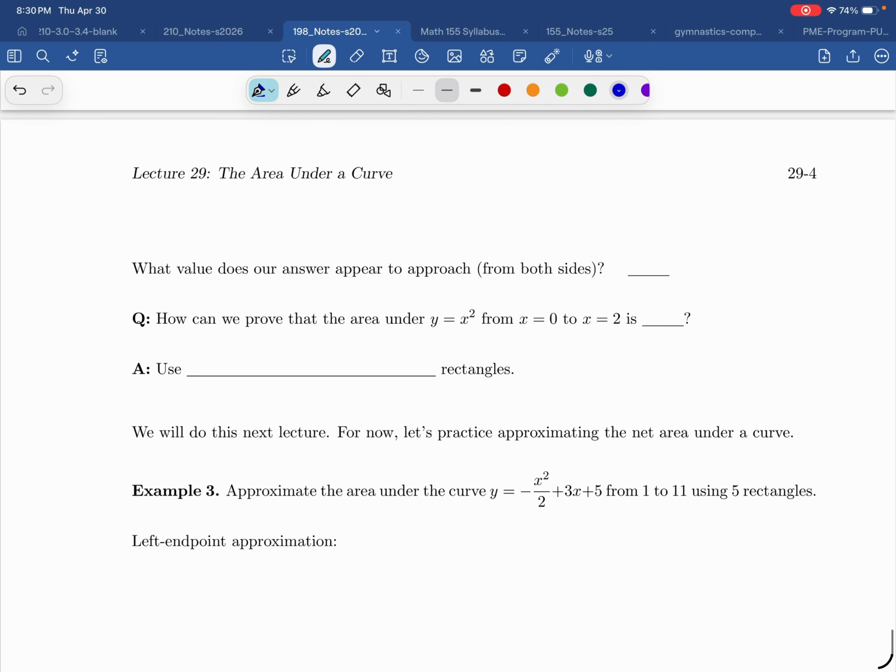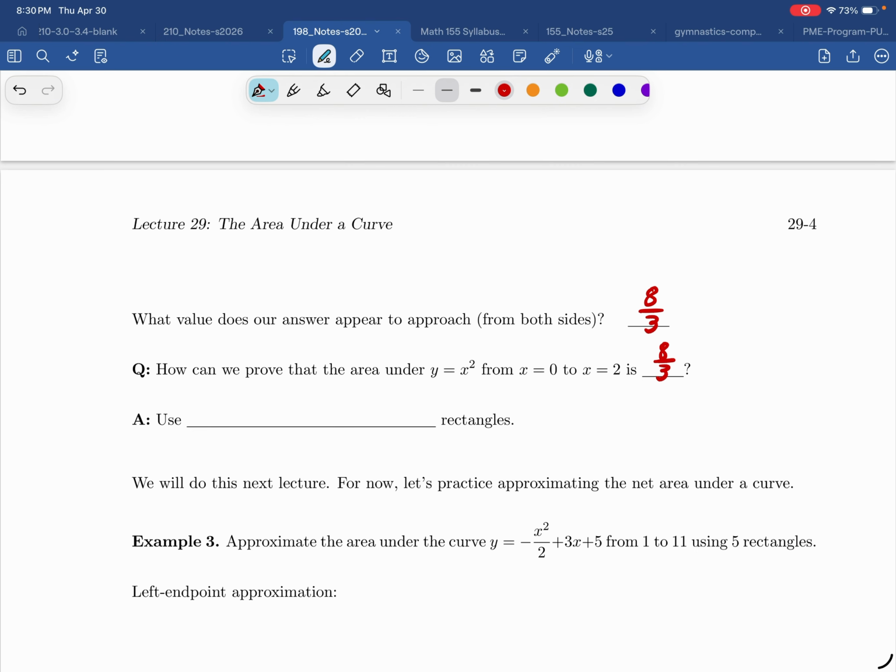Now, I could ask a pretty loaded question. What value appears to be approached from both sides? And I'm saying that it's clearly approaching 8/3. Now, if you're going, what the heck are you talking about? How did you get that, and how did you get that so quickly? Well, maybe there's a trick. Maybe there's a trick I totally didn't tell you. But what did I do in my head? And maybe I found a trick for it.